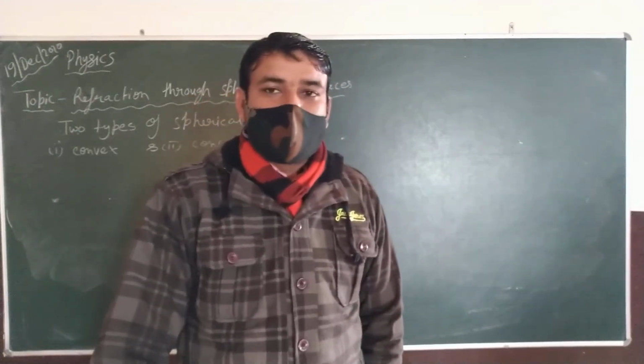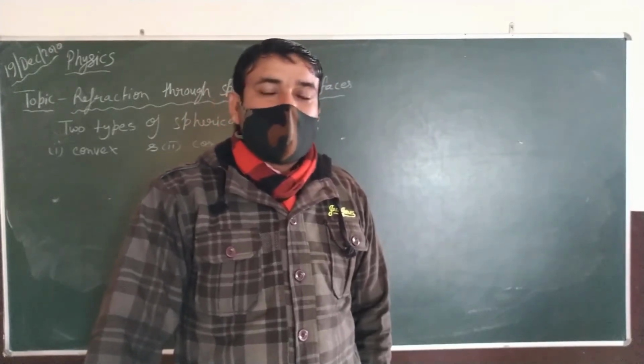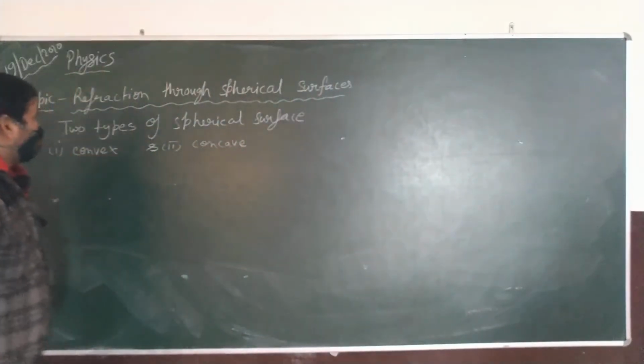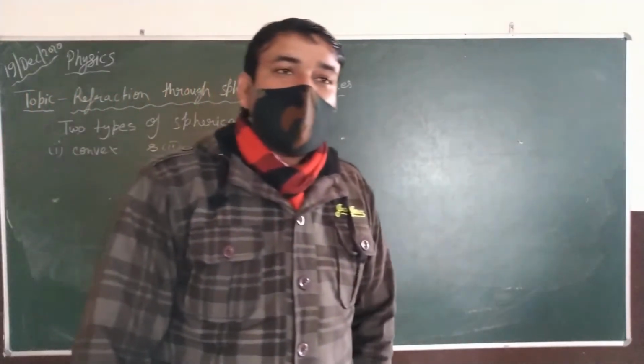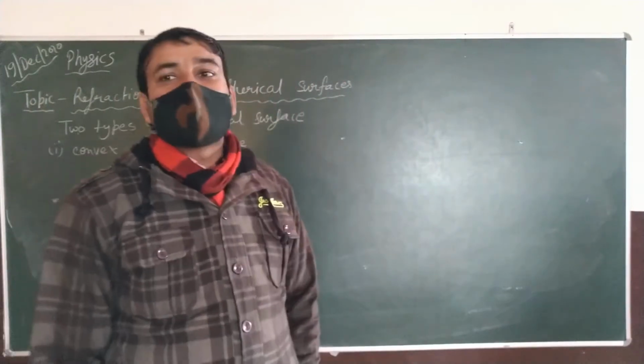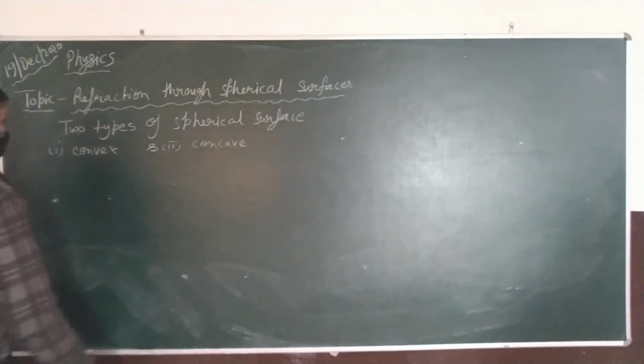Students in class 12 physics, in unit 6 optics, our today's topic is refraction through spherical surfaces. Now we have two kinds of spherical surfaces. One is convex spherical surfaces and second is concave spherical surfaces.